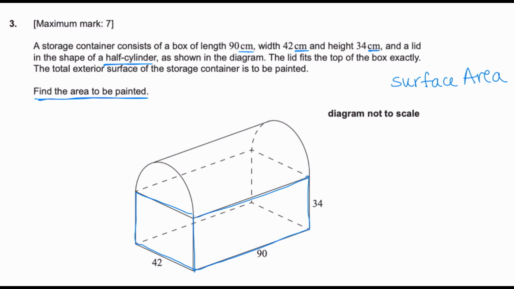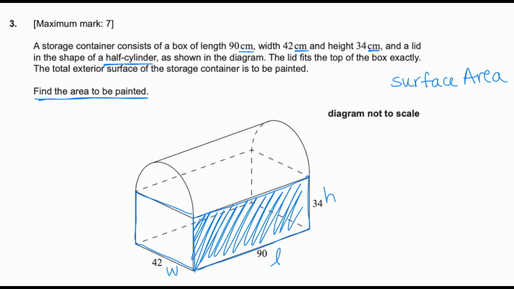So in terms of a box, in order for you to figure out surface area, you have to take into account the different sides of a box. A box typically has 6 sides. You have length, you have width, and you have height. So in this case, we're going to make 90 the length just because it's a bigger number, 42 the width, and 34 the height.